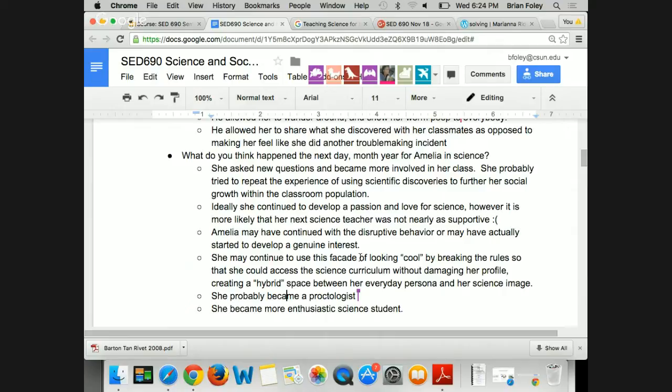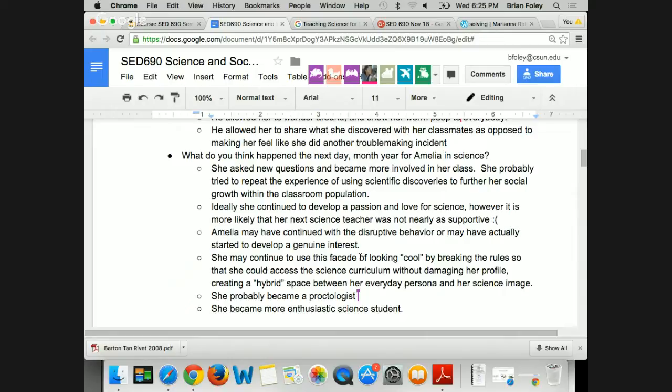So later on the paper talks about creating this hybrid space, right? In this particular class, she was able to make this third space where she took her home personality and her science personality and mixed them together, so that she looked cool in front of her peers but was still able to express herself in the scientific domain. But if in future science classes she doesn't have that third space to work in, she may have to choose which one she wants to go forward with. She might choose her normal home personality so that she looks cool in front of her peers, rather than the science personality.